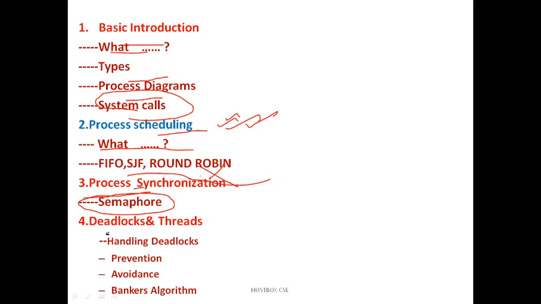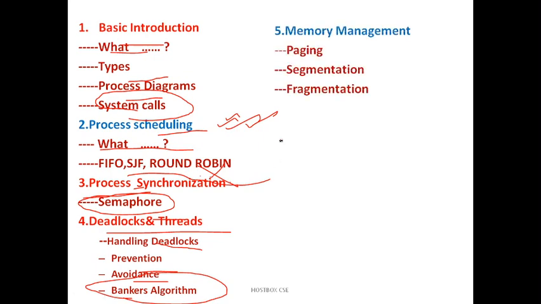Then deadlocks and threads, very important. Here, what is deadlock and how to handle the deadlock? How to prevent the deadlock? How to avoid it? And what is a thread? And what is the banker's algorithm, and how will it help you to solve these kinds of problems in the operating system? Wherever required we go for diagrams.